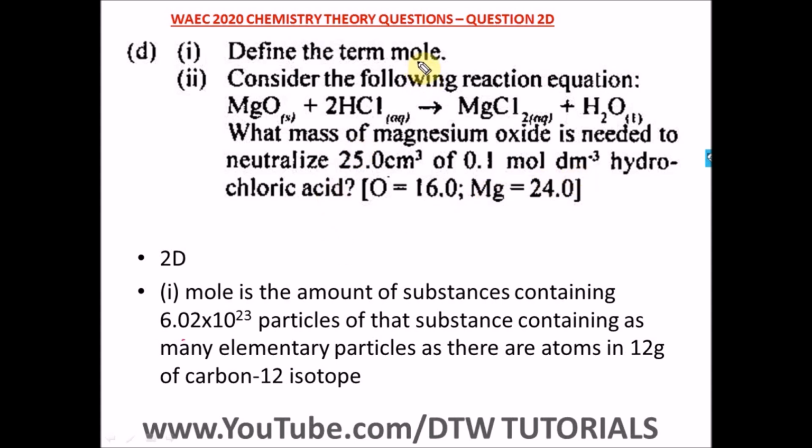Here we know that a mole is a unit of measurement for calculating the amount of substance, and that substance can be an atom or a molecule. The concise definition is that a mole is the amount of substance containing 6.02 times 10 to the power 23 particles of that substance, containing as many elementary particles as there are in 12 grams of the carbon-12 isotope. So carbon-12 is a standard used in measuring the number of moles of a substance.